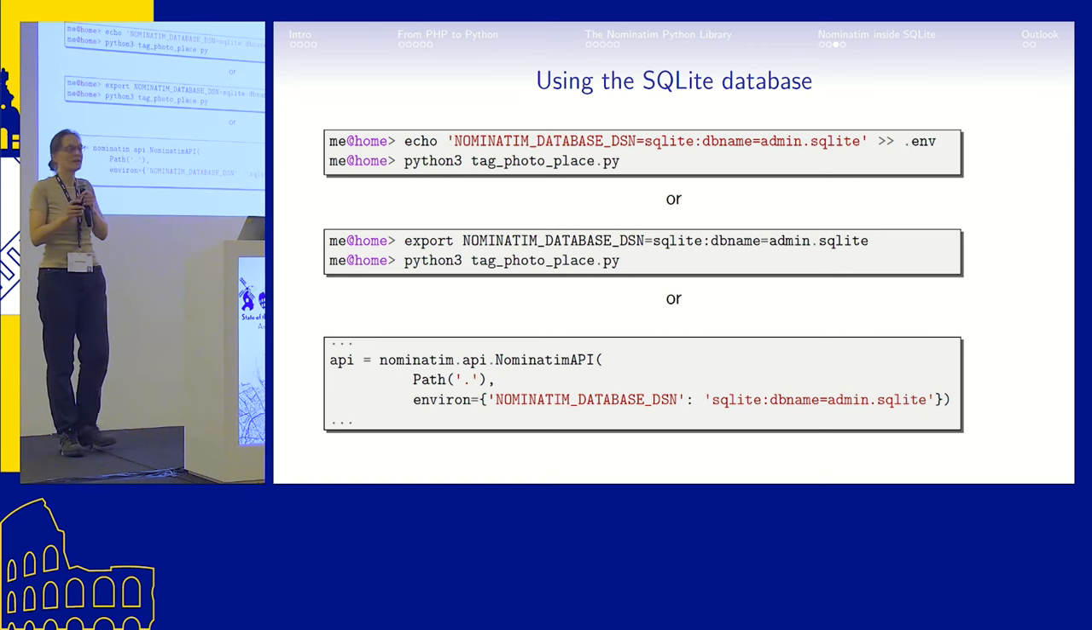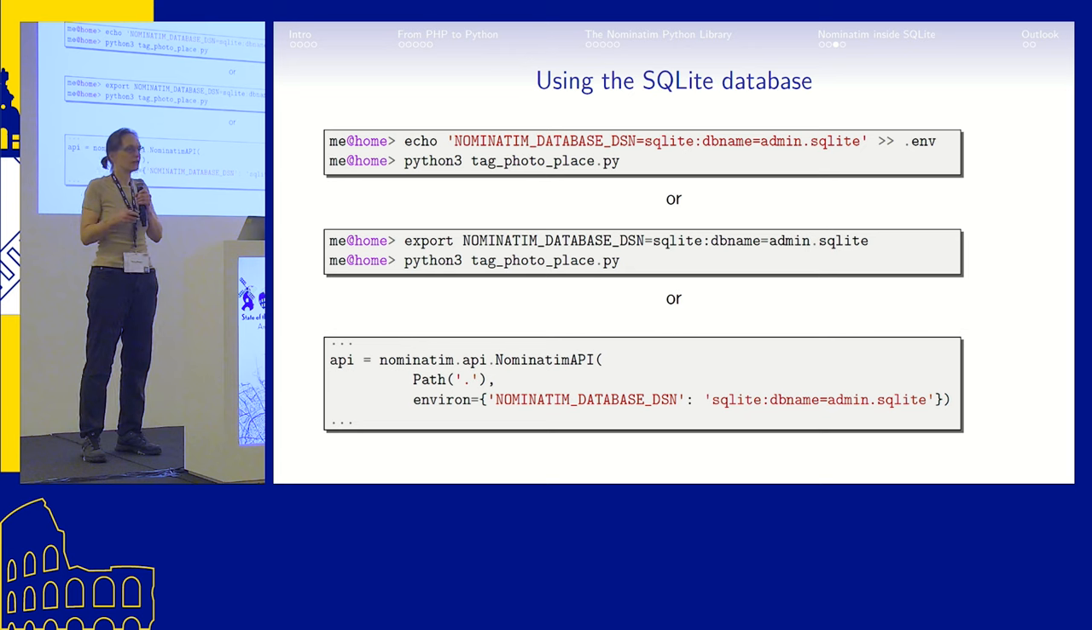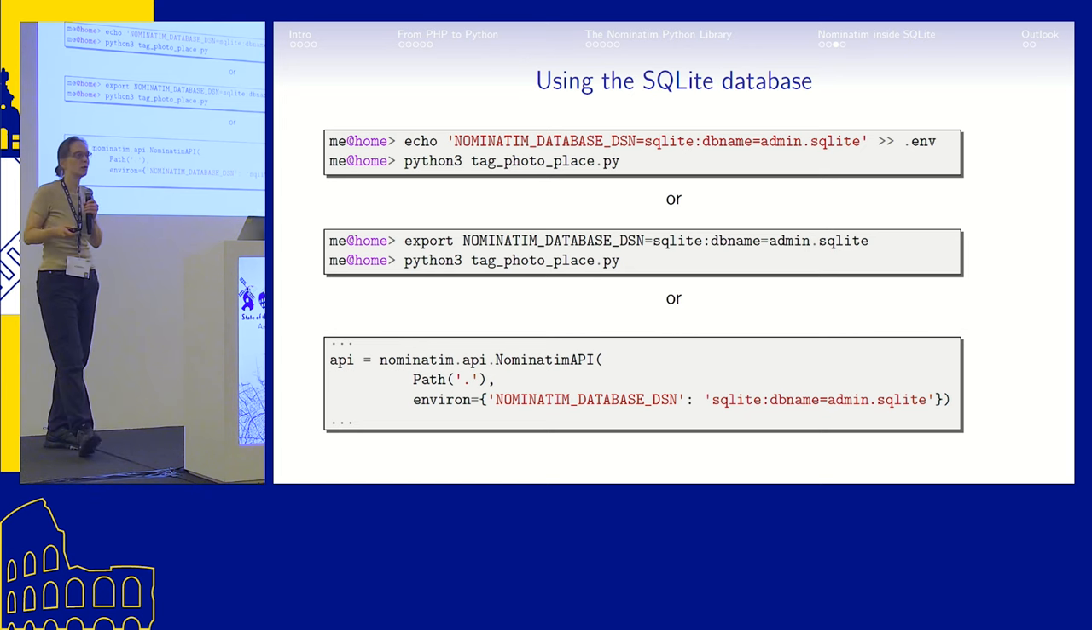Using it is really easy. Basically, for the user, nothing changes. What you normally do is you have this Nominatim database DSN where you say, oh, there's my Postgres database. And what you do now is say, oh, I want to use SQLite. And in the DB name is the name of your file, and you're done.